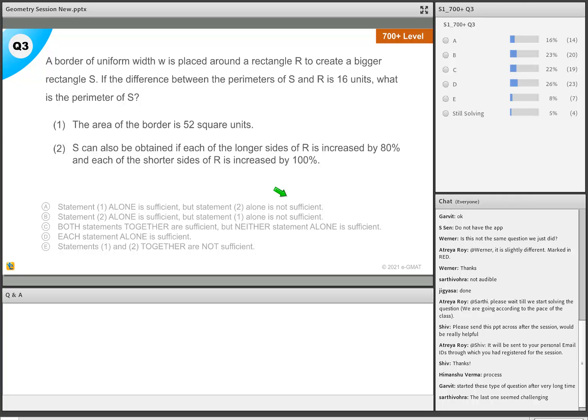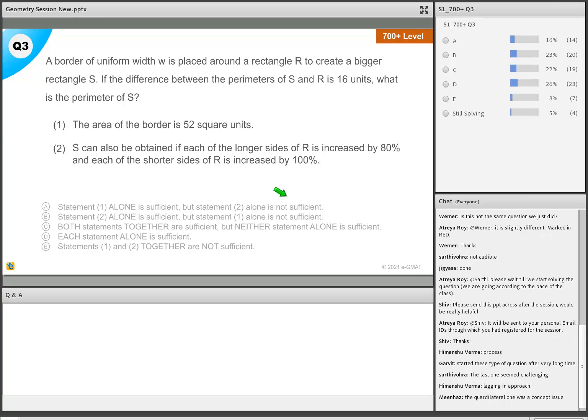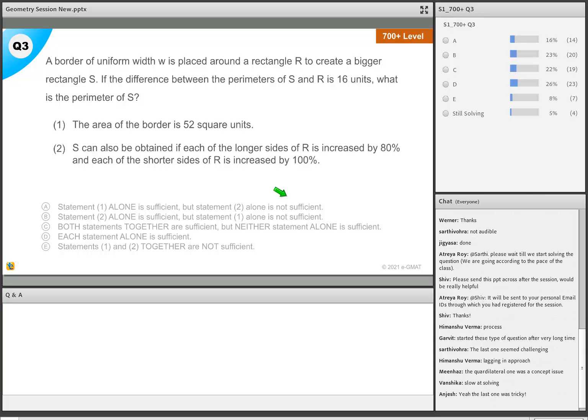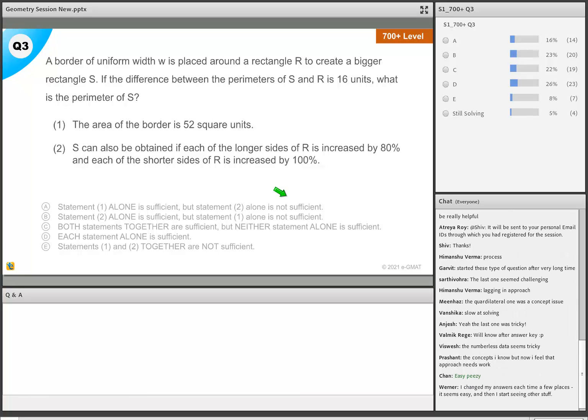Sarthi Vora says the last one seemed challenging. Garvit started these type of questions after a very long time. You must be feeling rusted, Garvit. Himanshu was lagging in approach. Yeah. Quadrilateral was a concept issue. Nice. You've already identified that, Minas. Vanshika is taking time. Anjesh found the last one tricky. Valmik says we'll know after the answer key. Yes, you'll know whether you were right or wrong, but you already know you were confident or not.